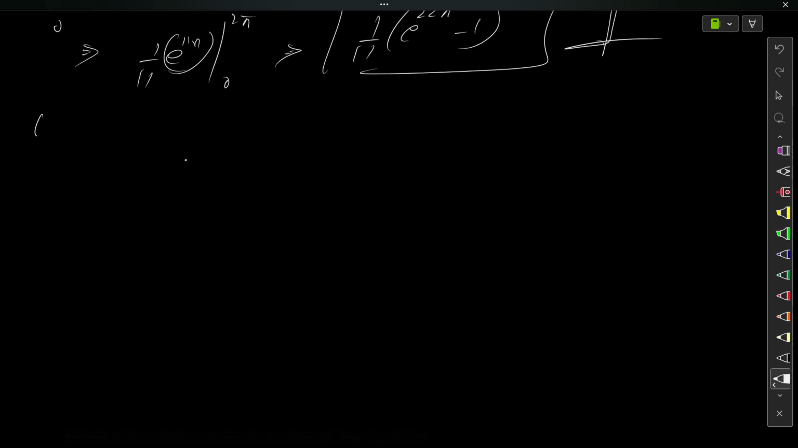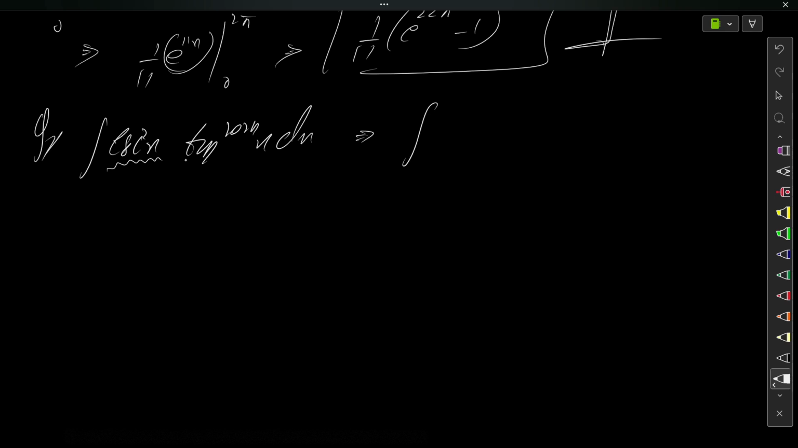Okay, next. Next is the integral of cosecant square x times tan x to the power 2024, with respect to dx. What does cosecant square need? What kind of substitution should I do there? It's simple. It needs cot. So let us convert this tan to cot. So I'll be getting cosecant square x over cot x whole to the power 2024, with respect to dx. I'll take cot x as t.